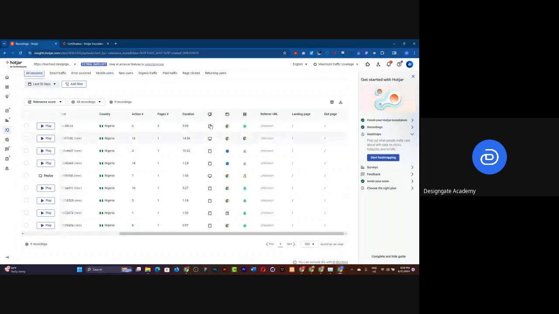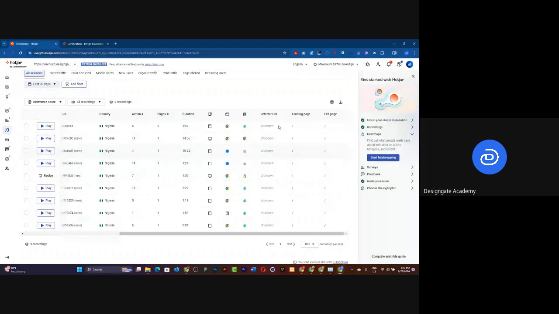Okay, this person used a laptop. This one is a phone, a laptop, desktop, phone, desktop. You can see the browser they used. This person used Chrome, Safari, Chrome. This person used operating system, Android, Chrome. This one is iOS. This one is Linux.